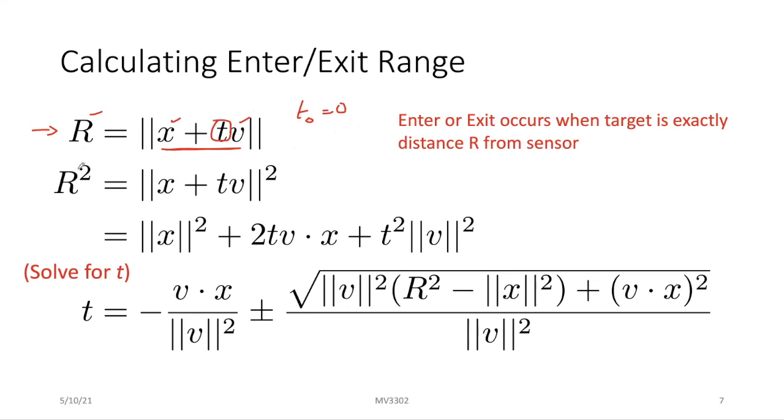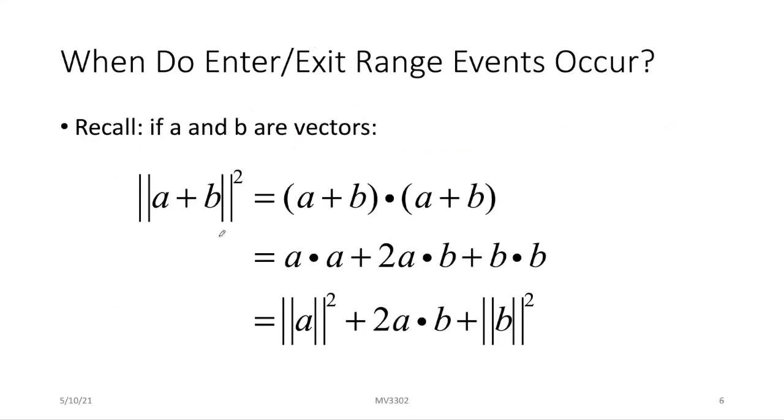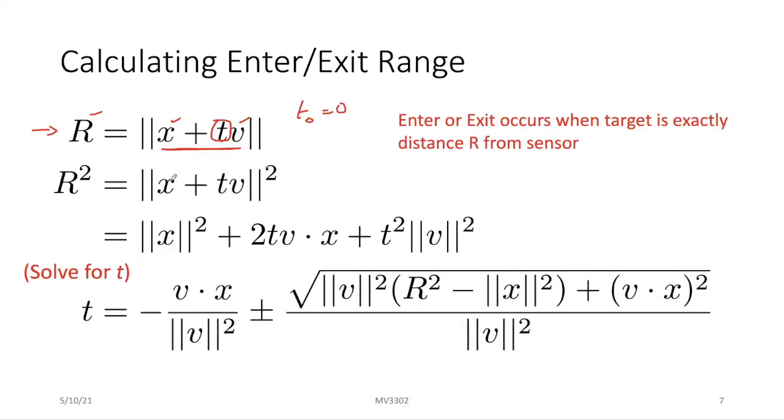So here's a way to solve it. Remember, this is going to be a square root here. But if I square both sides, then I can apply this and basically multiply this all out.